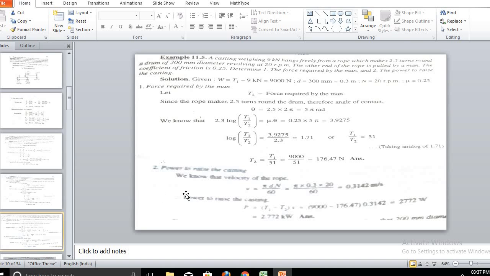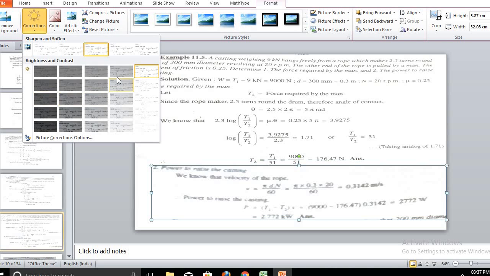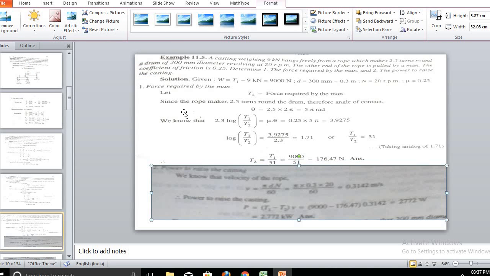Now here in this example, a casting weighing 9 kilonewton hangs freely from a rope which makes 2.5 turns round a drum of 300 mm diameter, revolving at 20 rpm. The other end of the rope is pulled by a man. The coefficient of friction is 0.25. Determine first the force required by the man, and second the power to raise the casting.